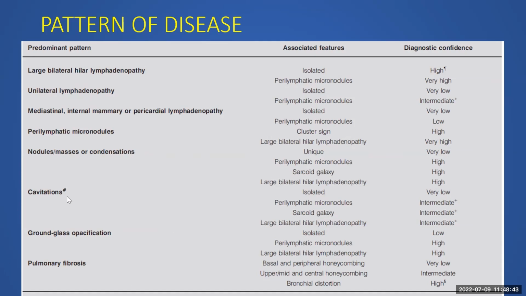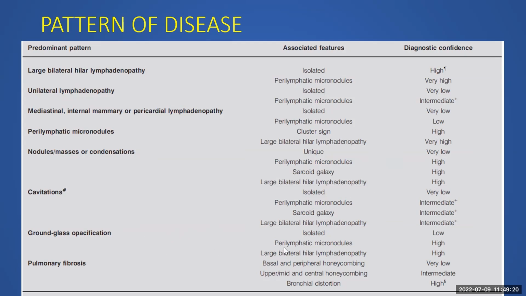Cavitations by themselves are not characteristic of sarcoid. If you get a cavitary nodule, do not say sarcoid straight away. Maybe as your fifth or sixth differential, fine, but don't give it as sarcoid straight away. But when you have cavitations along with bilateral lymph nodes, then sarcoid can be somewhere in the picture, or with your sarcoid galaxy sign, which we said earlier. Ground glass opacification is very non-specific. I don't think anybody will say that ground glass opacification is sarcoid. I think it's self-explanatory.